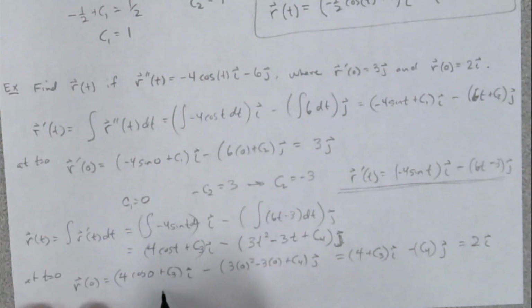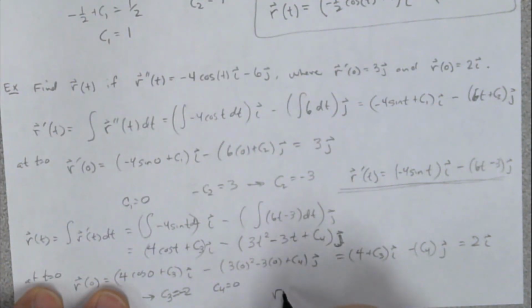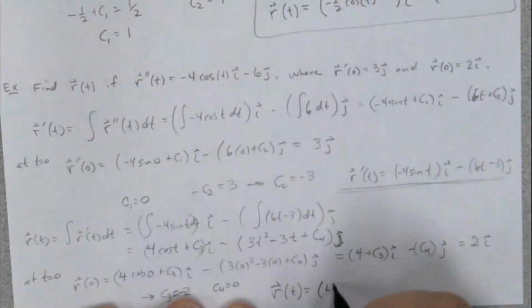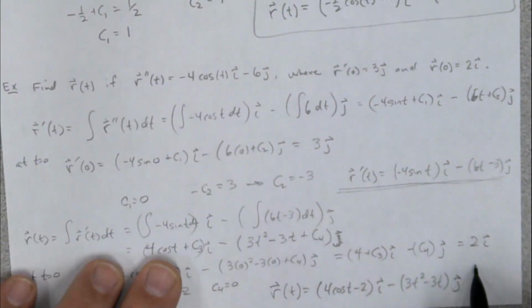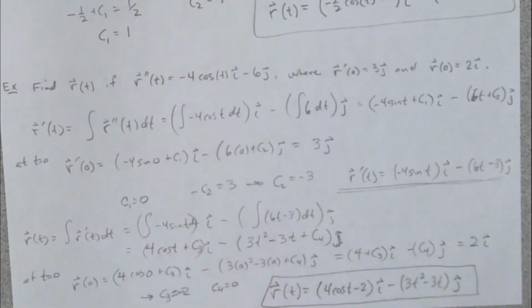What does that tell me? That c3 is negative 2, and that c4 is equal to 0. And so I can write my final answer here for vector r of t as 4 times the cosine of t minus 2, vector i, plus 3t squared minus 3t, vector j. Okay?